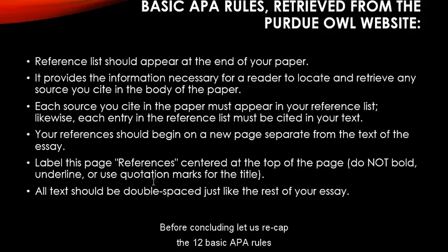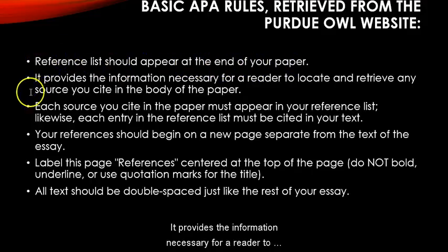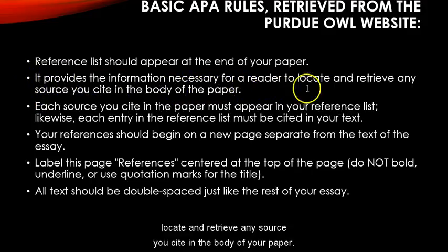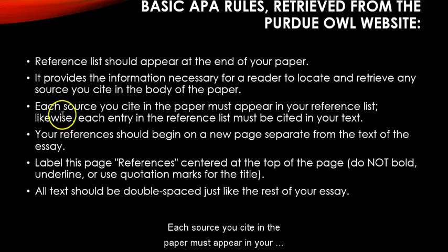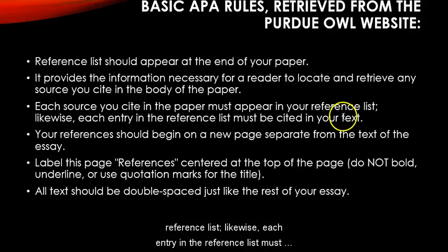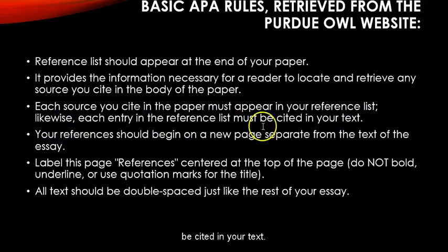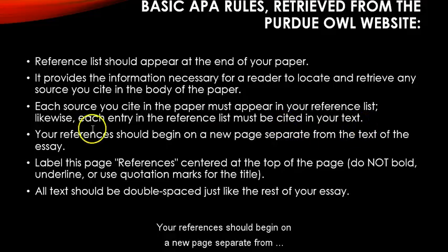Before concluding, let us recap the 12 basic APA rules. Reference list should appear at the end of your paper. It provides the information necessary for a reader to locate and retrieve any source you cite in the body of your paper. Each source you cite in the paper must appear in your reference list. Likewise, each entry in the reference list must be cited in your text.